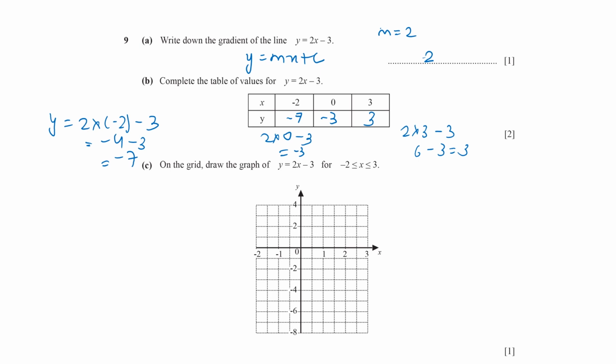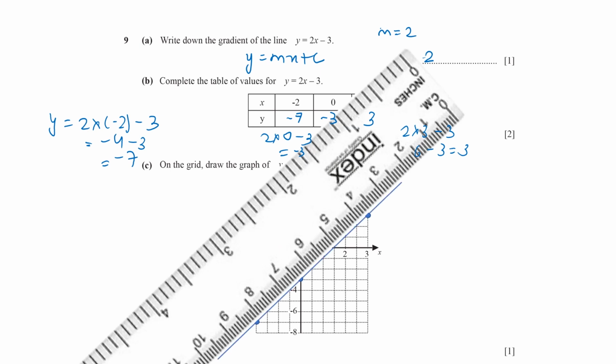Now we have to draw the graph of y is equal to 2x minus 3. So we can use the same coordinates. So what we can do, at 3, the value is 3. So 3 comma 3, 0 comma minus 3, minus 2 comma minus 7. As you can see, we have already plotted the coordinates on the grid. Now what we can do, we can simply connect them to draw the graph of y is equal to 2x minus 3, right?